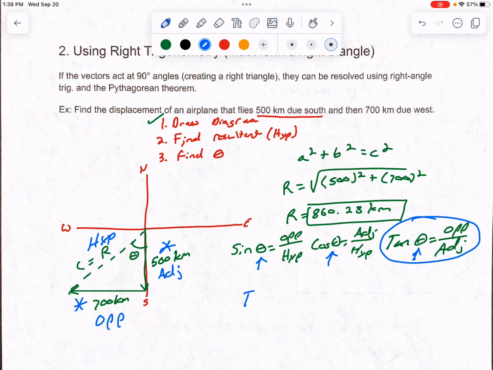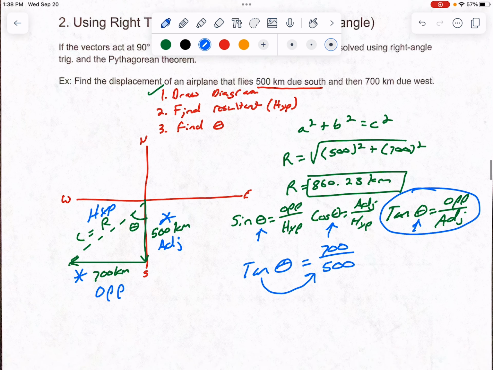So tangent of your angle, and I don't know my angle, so I'm going to leave it as theta, equals opposite, which would be 700, over adjacent, which is 500. Now I've got to get this tangent off of this angle. I've got to move it over to the other side. And when you do, your angle becomes the inverse tangent, which looks like tangent with a little negative 1 exponent, of 700 divided by 500.